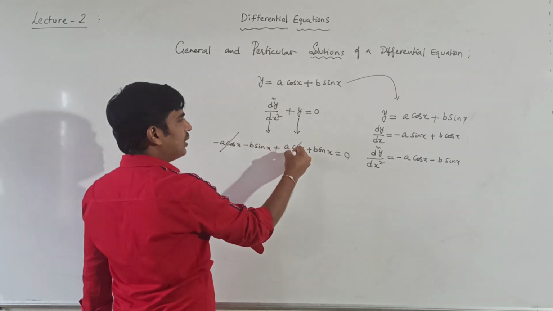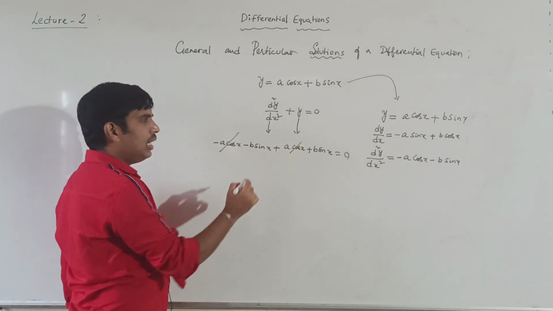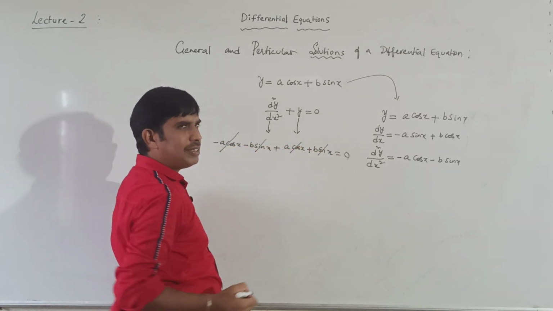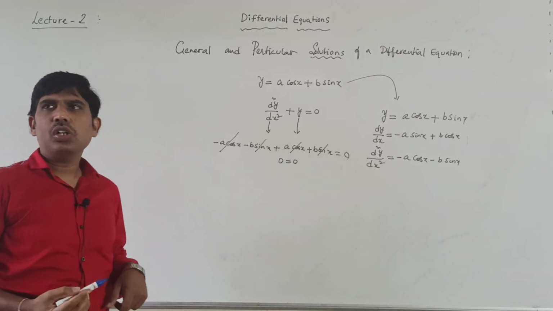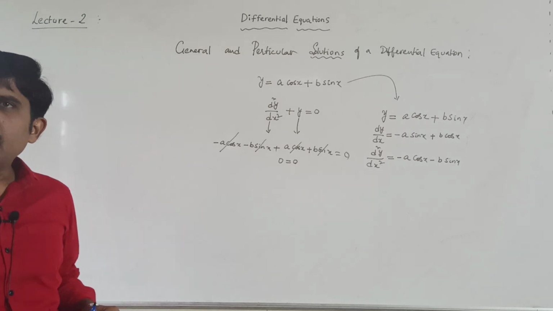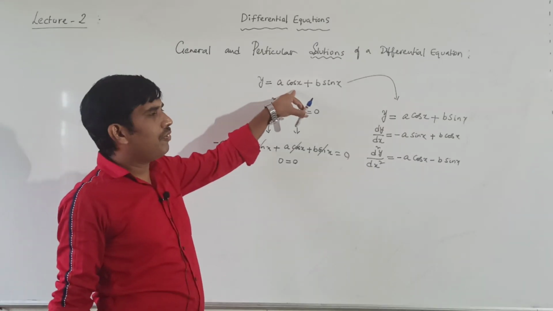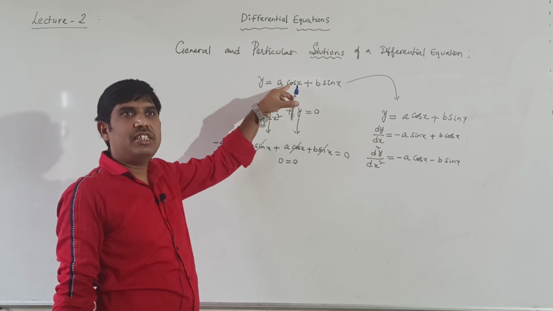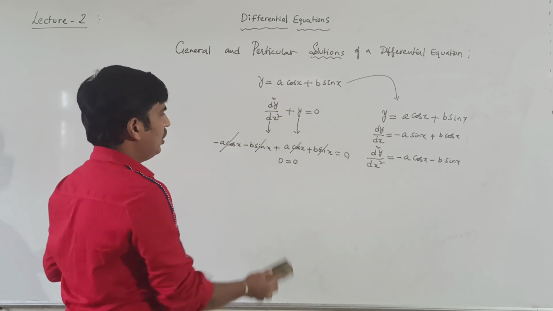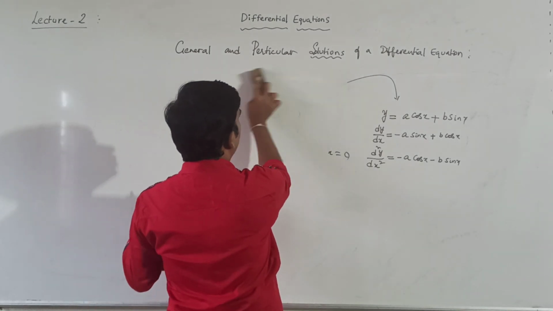So minus a cos x plus a cos x cancel, minus b sin x plus b sin x cancel. Therefore LHS is equal to RHS. Hence the given equation is a solution for the given differential equation. Like this we should verify.